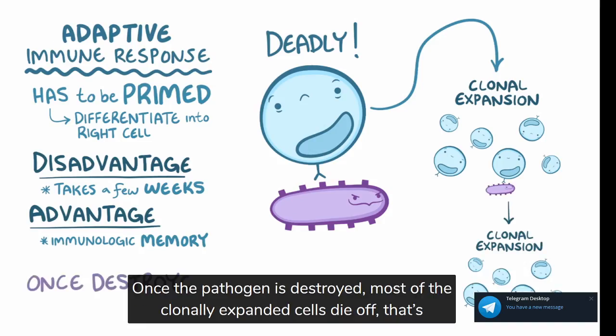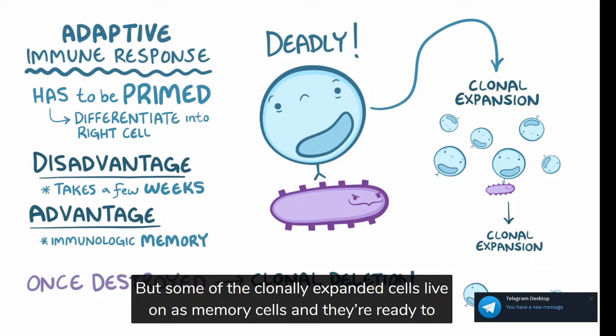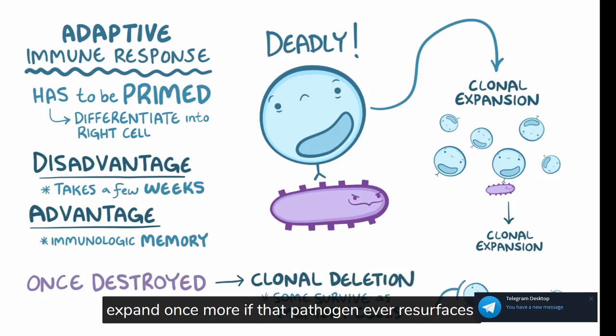Once the pathogen is destroyed, most of the clonally expanded cells die off. That's called clonal deletion. But some of the clonally expanded cells live on as memory cells, and they're ready to expand once more if the pathogen ever resurfaces.